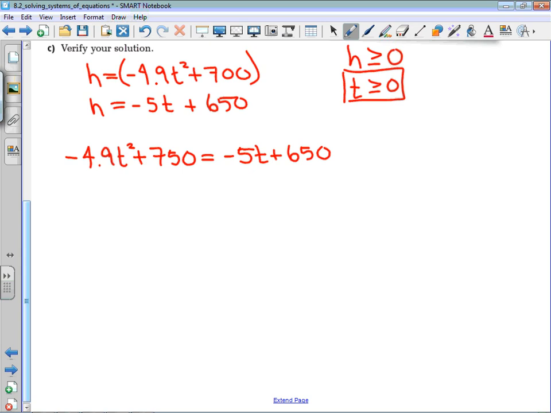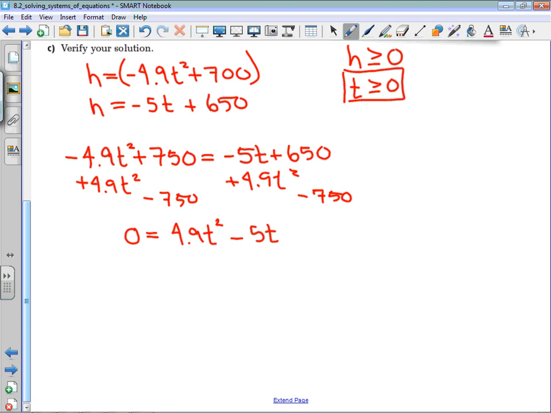Now, once we get to this point, it is quadratic. It doesn't truly matter whether your a value is positive or negative, but I like it to be positive. So I'm going to add 4.9 t squared on both sides, and I'm going to subtract 750 from both sides. Keep in mind, like terms are important. What we end up getting is 0 on the left-hand side. 4.9 t squared is the only term that has a squared variable. Negative 5t is the only term that has a variable to the power of 1. And then 650 minus 750 is, oops, that should be 700. Where did I make that mistake? Right here. Sorry about that. So that'll modify a few things. So this is 700. And that's why we get negative 50 right here.